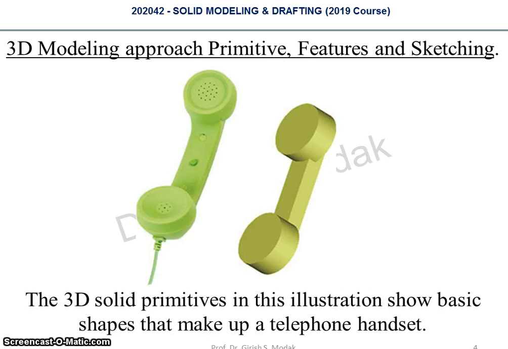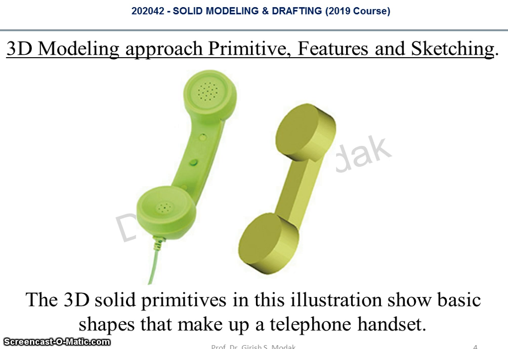Just to give you an example, if you imagine the old-age handset of a landline, it used to have one central part to hold the handset, and one earpiece and the other is the mouthpiece. So the shape of the actual handset or receiver is shown in the first part of the sketch, and its primitive features and the combination is shown next to it.